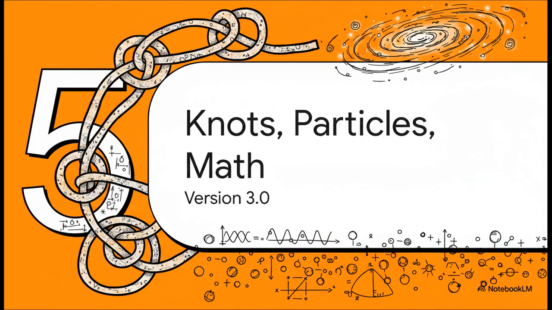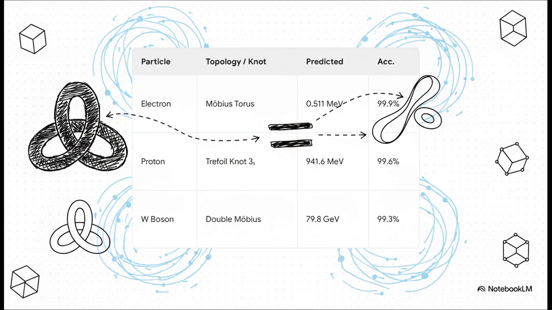Section 5. Knots, Particles, and Math. Now we transition to version 3.0, zooming all the way back down into the quantum realm. By utilizing knot theory, the framework mathematically derives the masses of fundamental particles. It treats the proton as a trefoil knot and predicts its mass with a jaw-dropping 99.6% accuracy compared to observed data. It even predicts the incredibly heavy W boson as a double Mobius structure. Seeing pure topology dictate physical mass this accurately is just fascinating.